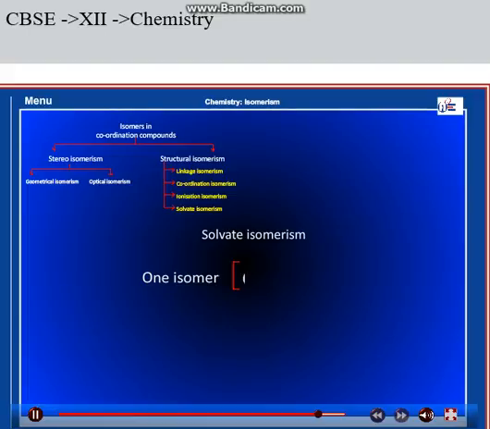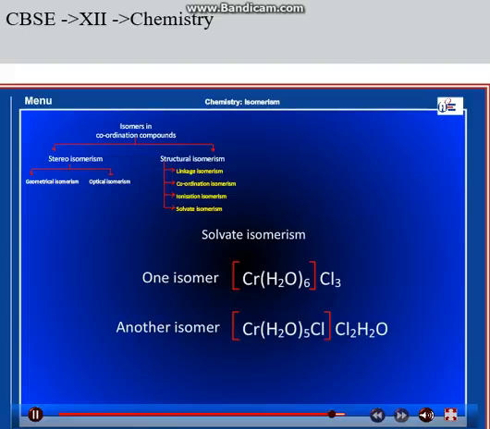Solvate isomerism is similar to ionization isomerism. Solvate isomerism differs by whether or not a solvate molecule is directly bonded to the metal ion or merely present as free solvent molecules in the crystal lattice. For example, these are the two solvate isomers.